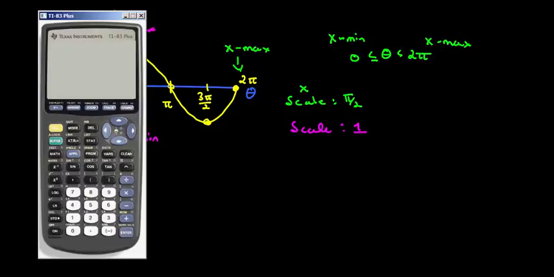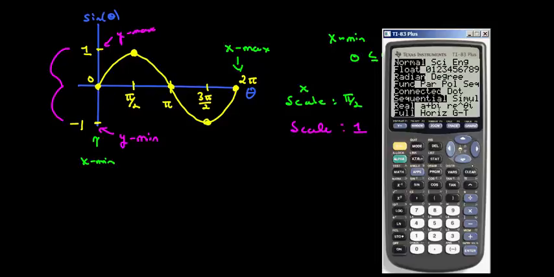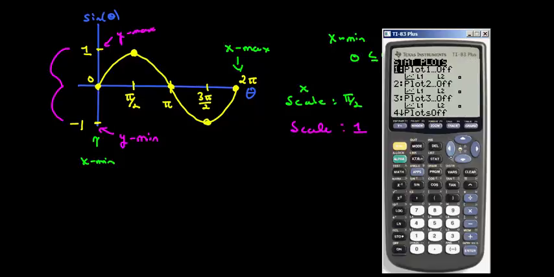So when I grab my calculator, the first thing I want to do is figure out what my x-axis is going to be. Is it going to be radians or degrees? Now here I'm in radians, so I want to make sure that my mode is in radians, which it is. Now I'm going to go into my y equals, and I'm going to put sine x in there.